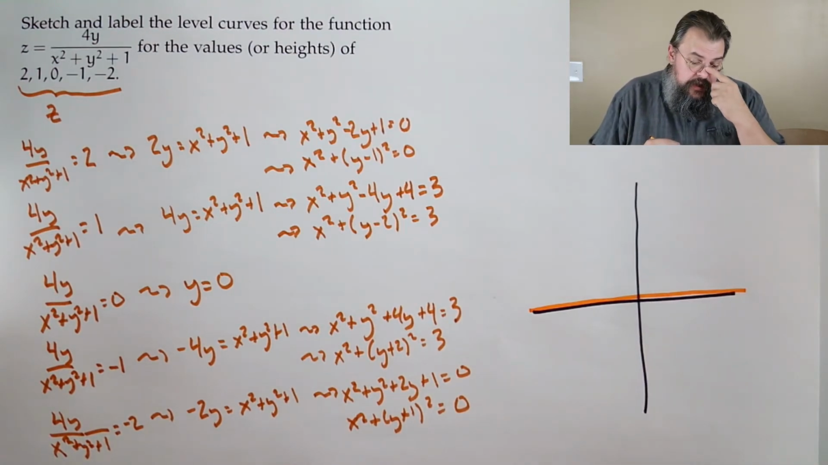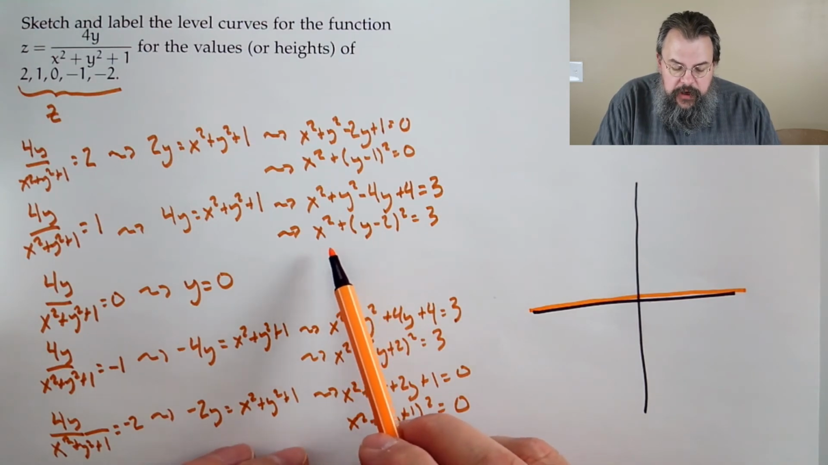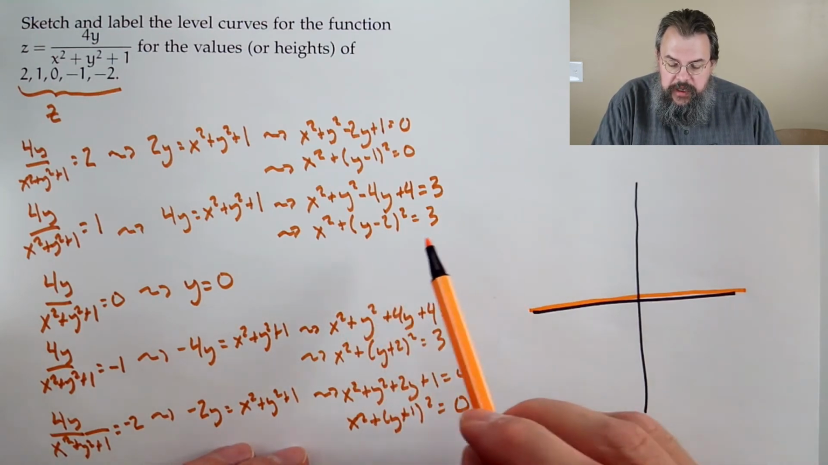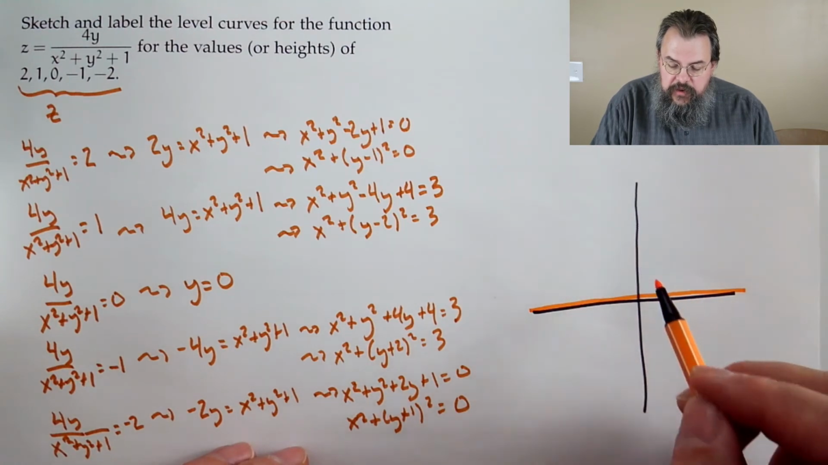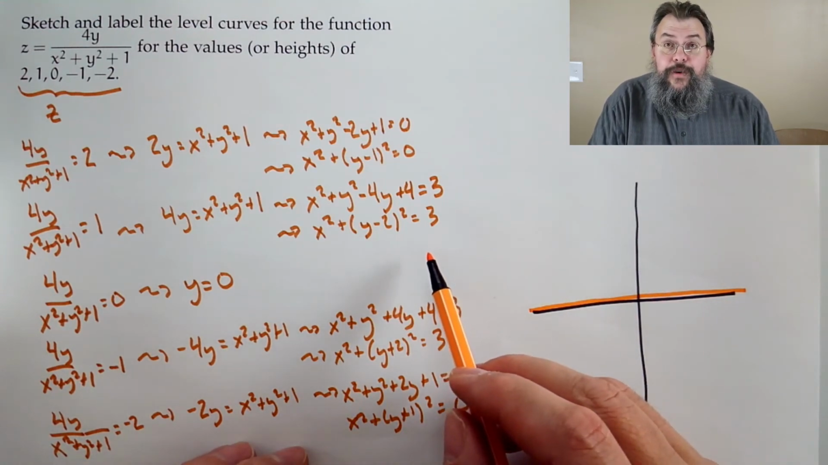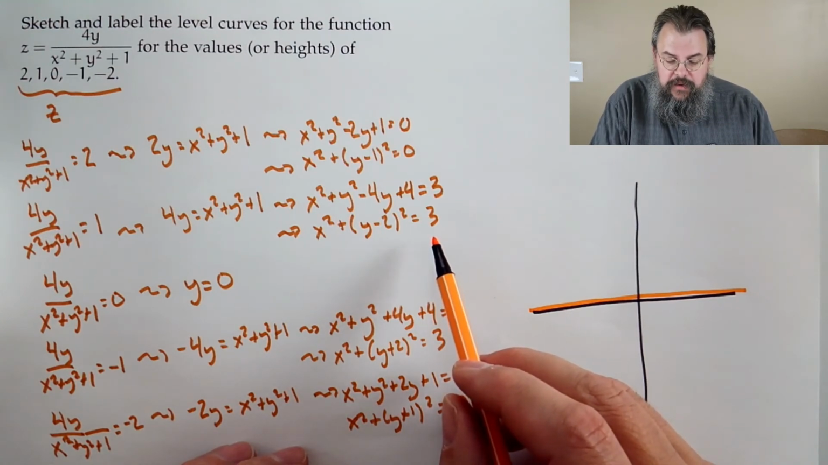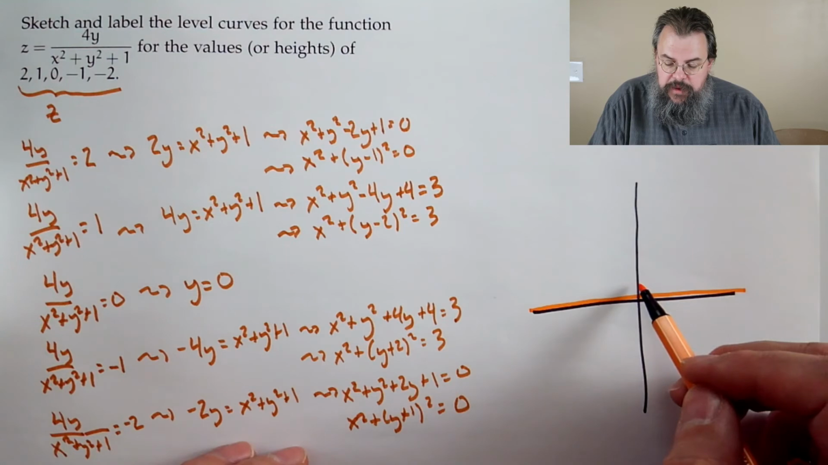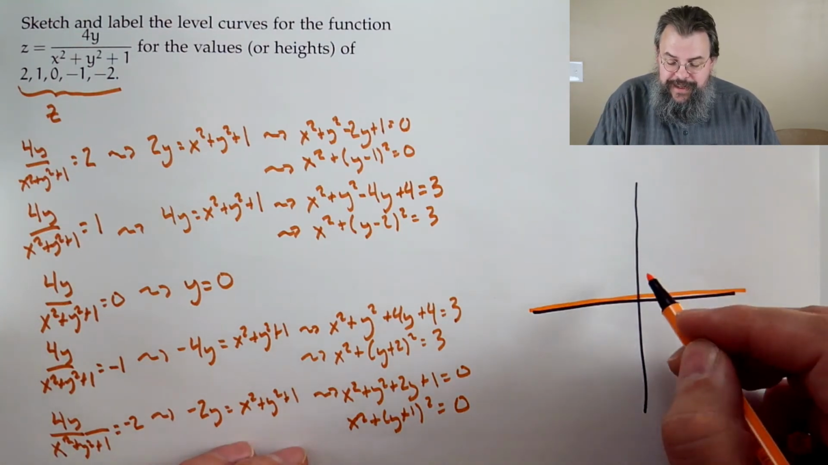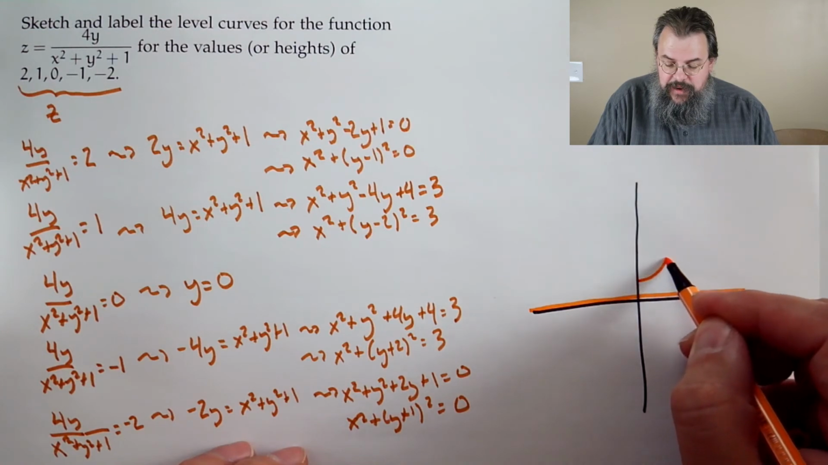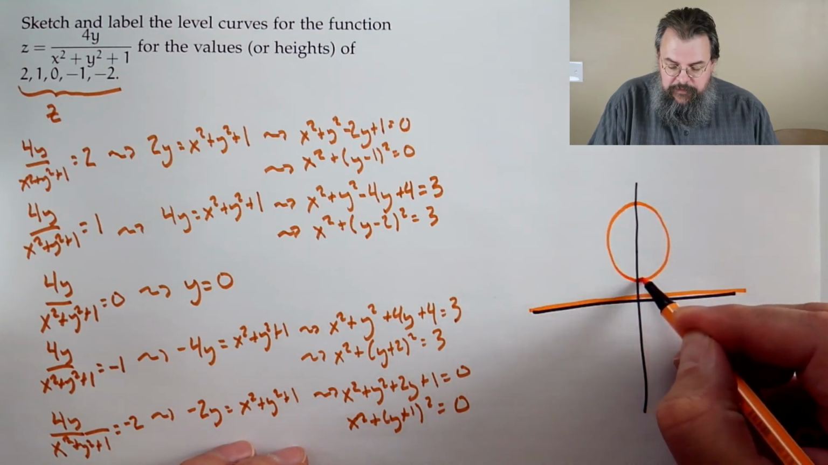And now, let's move up. Let's do 1. x squared plus (y minus 2) squared equals 3. Well, that says our center is at (0, 2). So it's a circle. Radius is root 3. Okay, so it's going to be something. Now, square root of 3 is less than 2. So it's going to be something that looks like this. All right.